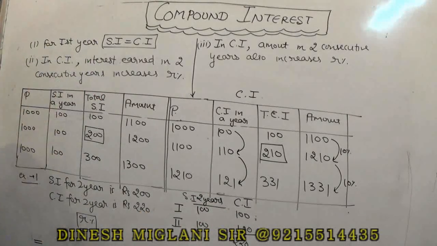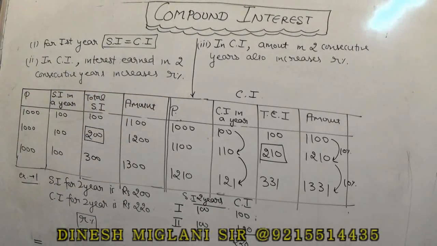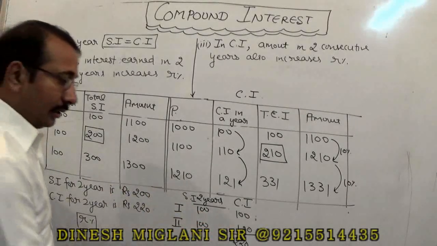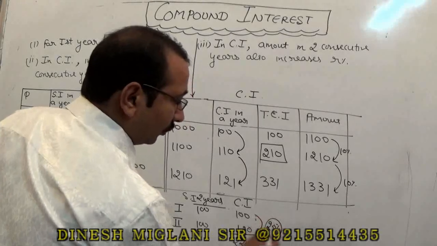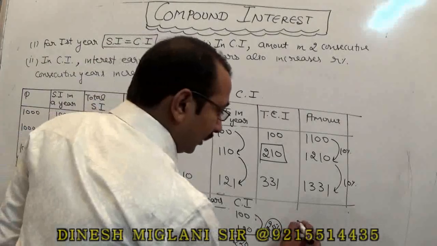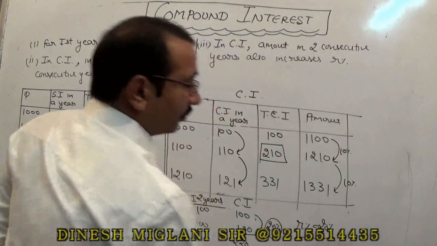I stated here that compound interest in 2 consecutive years increases by R%. What does it mean? Now it becomes from 100 to 120. It means it increases by 20%, and I know the property that it increases by R%. So I can say the rate of interest percent is equal to 20%. That becomes my answer.